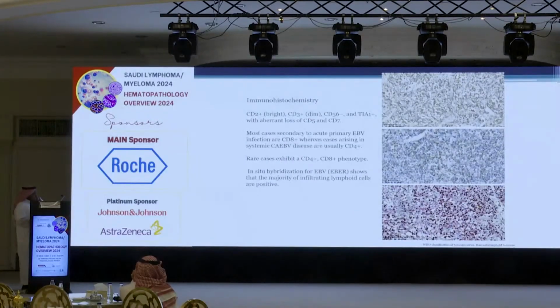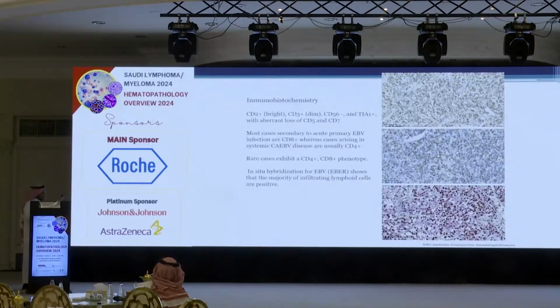Immunophenotypically, these cases usually present with T-cell markers. CD2 is usually positive and bright. CD3 is usually weak. In those cases, CD56 is negative. Other T-cell markers usually show aberrant loss, the most common being CD5 and CD7. The cytotoxic markers like TIA are usually positive.